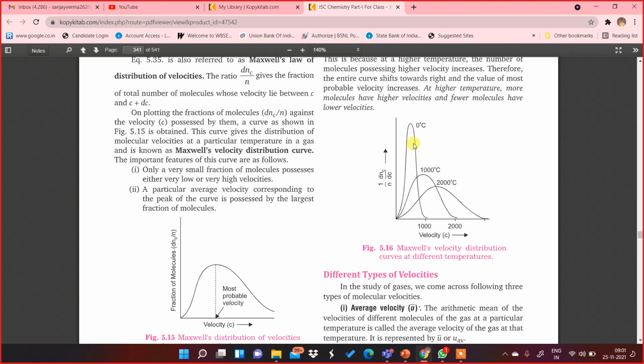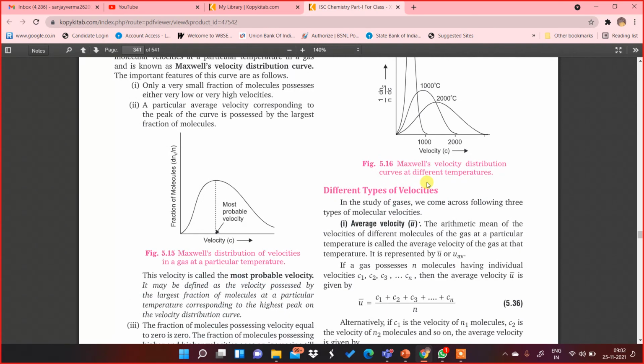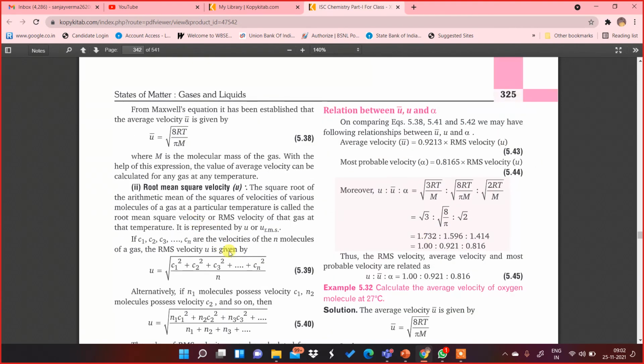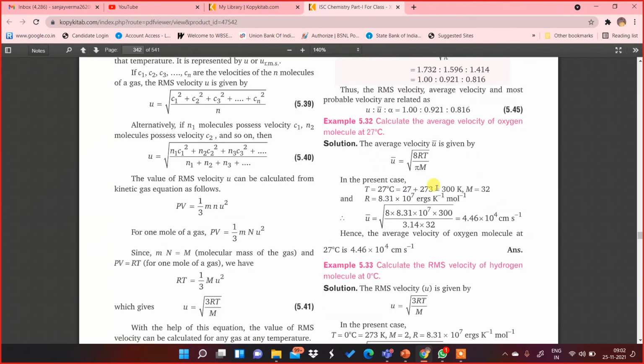See, with the increase of temperature, what is happening? The volume occupied is becoming less and the velocity is becoming higher. So the number of gas molecules undergoing collision is becoming lesser and lesser. Different types of velocities you can read from the textbook only. That will help you understand the concept. Root mean square velocity is here. This is not required.